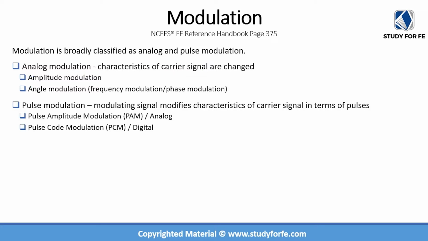Then we have pulse modulation, in which the modulating signal, which is your message signal, modifies the characteristics of the carrier signal in terms of pulses. We will explore this later on when we start our discussion of PAM and PCM. In the case of PAM, pulse amplitude modulation, the amplitude of the pulse is changed and it is considered analog, whereas pulse code modulation, PCM, is digital and it requires us to convert the signal from analog to digital.